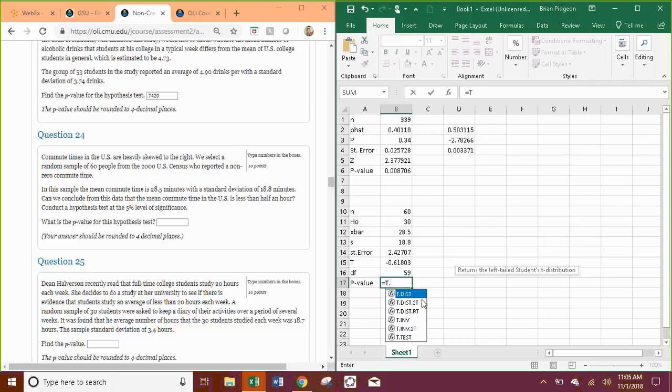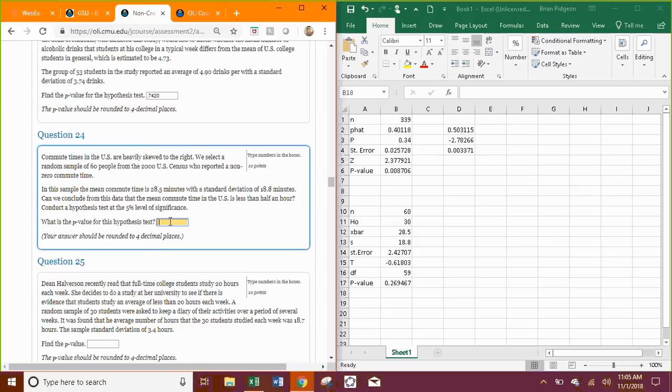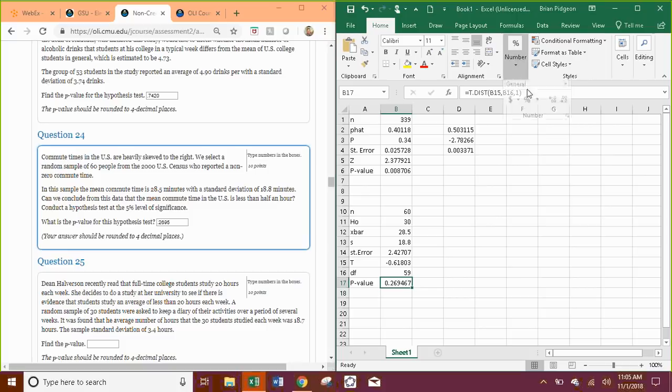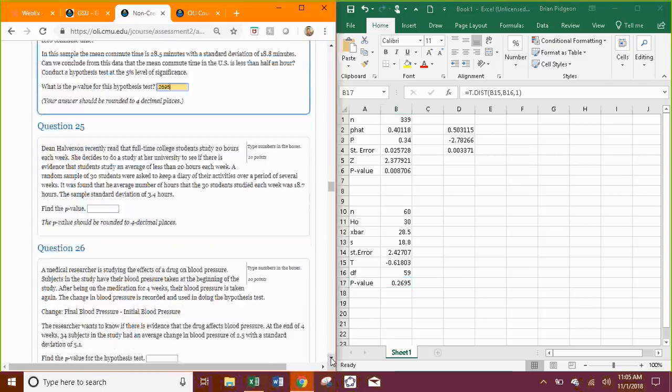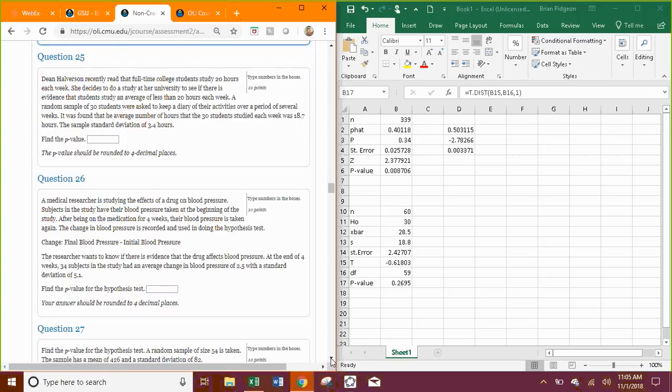So let's just look at this. We want less than half an hour, so T.DIST is going to be our function here. T.DIST because we're looking at less than 30 minutes. So T.DIST, this, degrees of freedom, and then our cumulative is 1. So our p-value is 0.2695. And remember, if you don't like rounding, just use Excel, and you can always use those decimal rounding buttons. Okay.